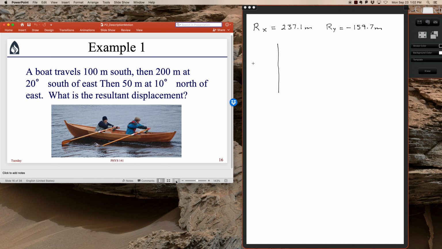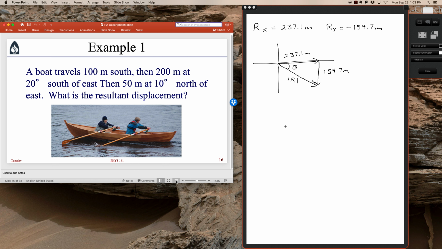Okay, so the x component is positive. So if I'm drawing my x component, it should point in the positive x direction, and it will have a length of 237.1 meters. The y component is negative, so it must point in the negative y direction, 159.7 meters long. So my resultant will look something like this. Here is my resultant vector, and it's going to have some magnitude or length, and it will also be at some angle with respect to the positive x-axis.